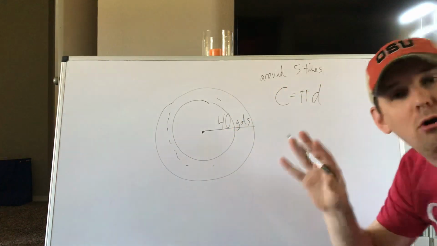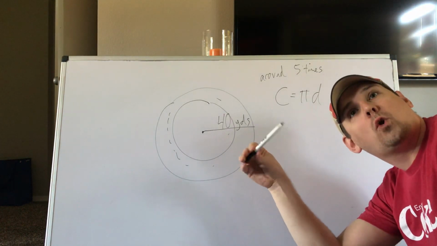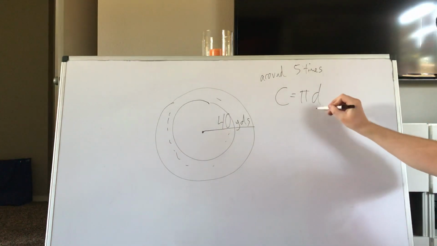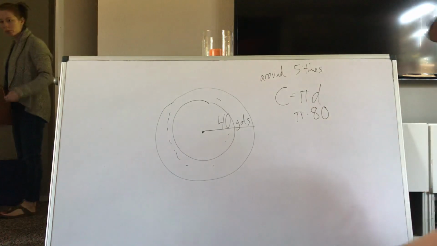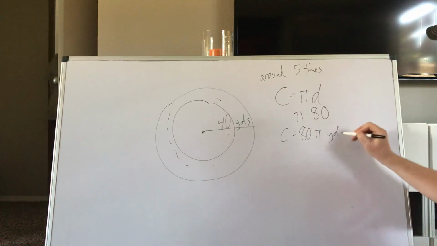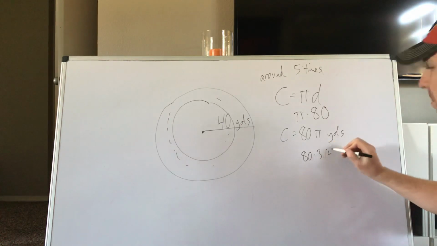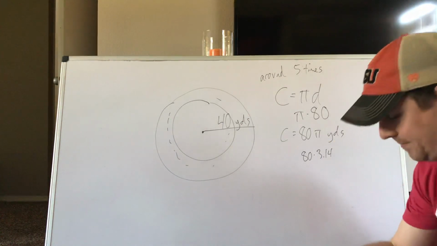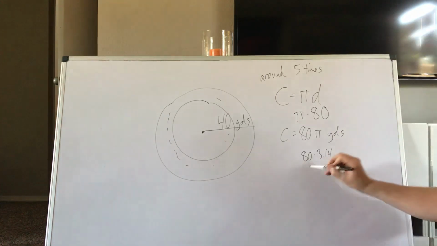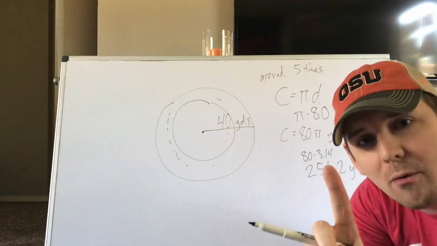You stop, you don't go too fast, and you think to yourself, is that the diameter? No. That's the radius. We need the diameter. The diameter, therefore, would be 80. 80 times pi, 80 pi. There's your answer for how many yards it is in terms of pi. If you actually times it by 3.14, you would do 80 times 3.14. 80 times 3.14 equals 251.2 yards. That's how far you would go one time around the track.